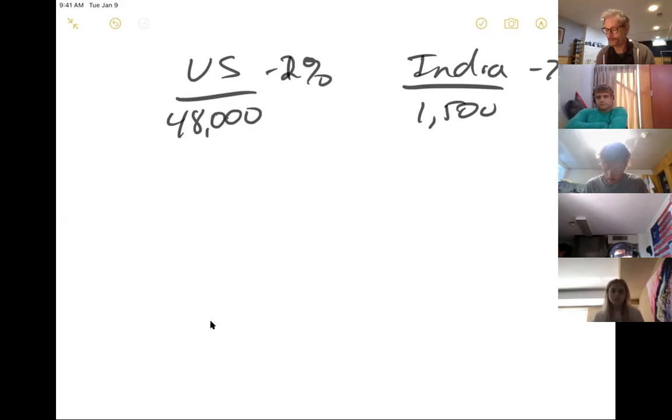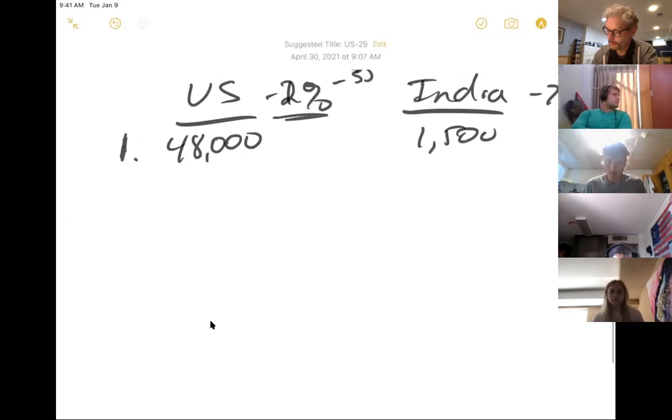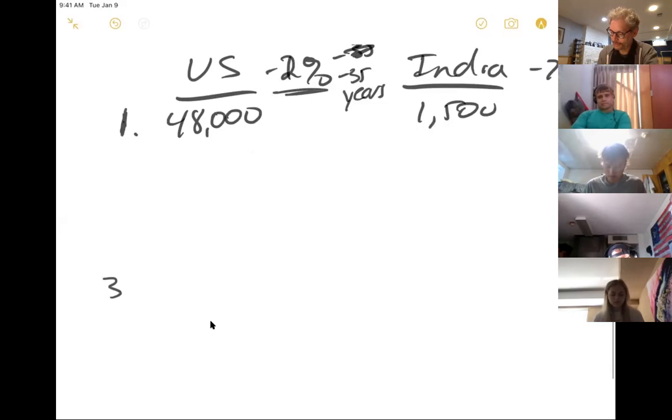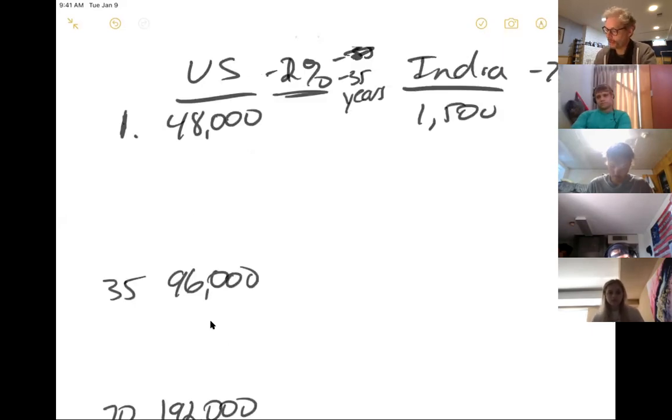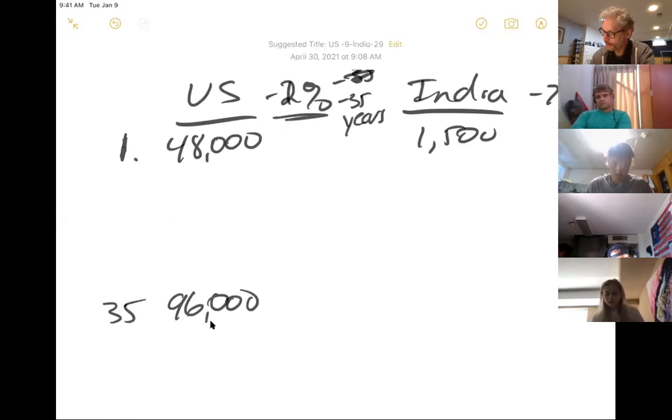But honestly, the way that I kind of just thought about it is here we are today. If the U.S. is growing at 2% a year, what does this mean? They will double every 35 years. Right? Because 70 divided by 2 is 35. So in other words, in 35 years, they're going to be 96,000. In 70 years, 192,000. What about India? If they're growing at 7% a year, they're doubling every 10 years. And so you can see the dramatic opportunity to catch up.